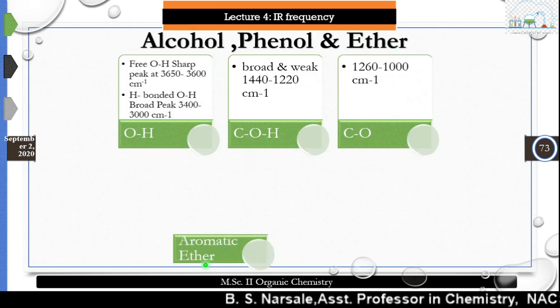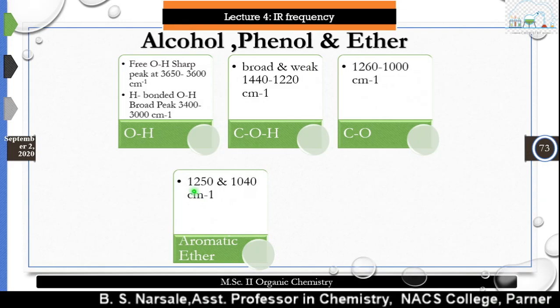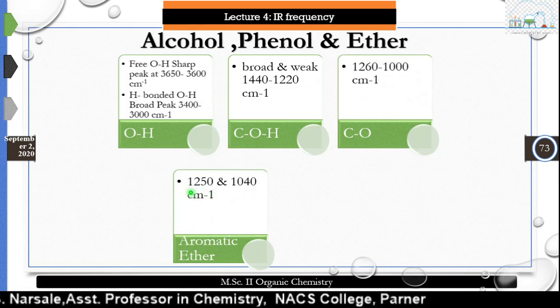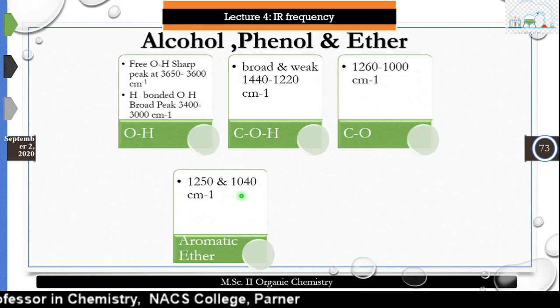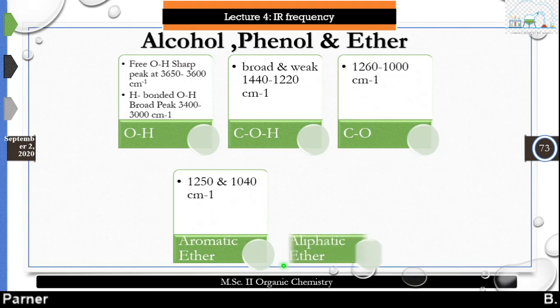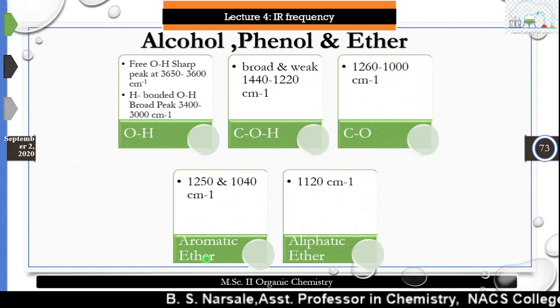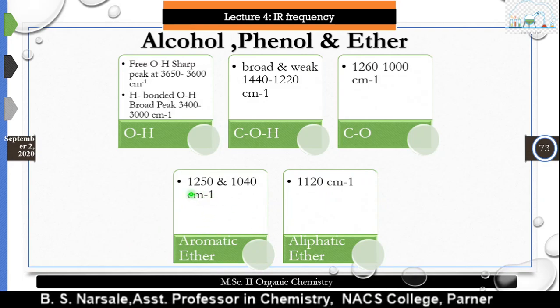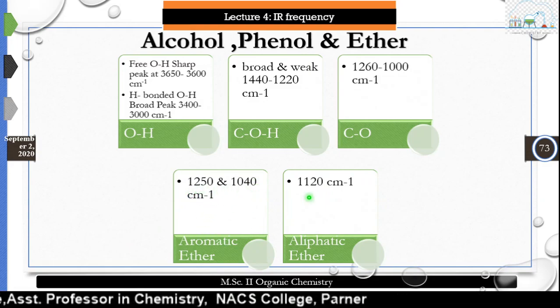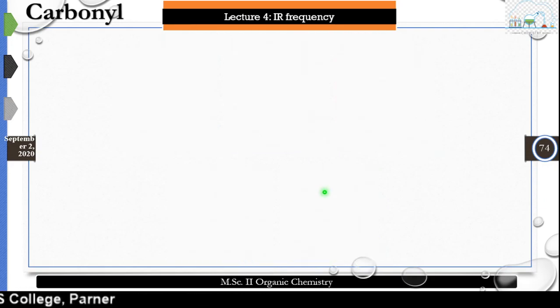In the ether, we look at the aromatic ether, which absorbs at somewhat higher frequency, 1250 and 1040 centimeter inverse, and the aliphatic ethers will be observed at 1120 centimeter inverse, somewhat less as compared to the aromatic ethers. The aromatic ether has two IR absorptions, while the aliphatic has only one IR absorption. Now, the main basic is the carbonyl stretching frequency.